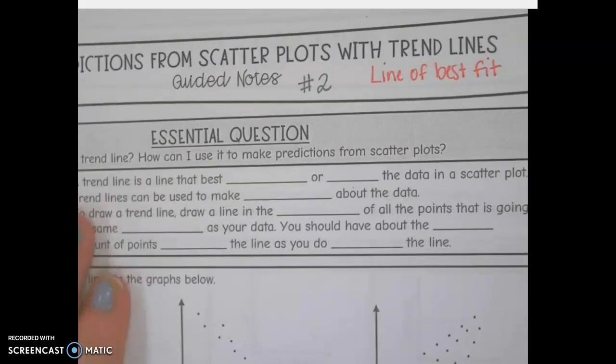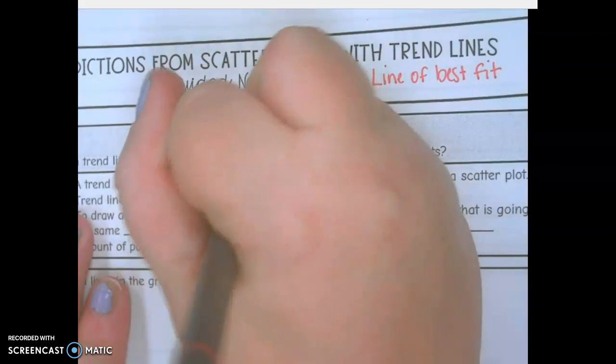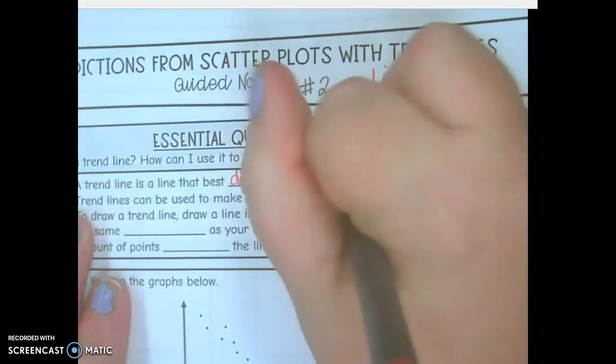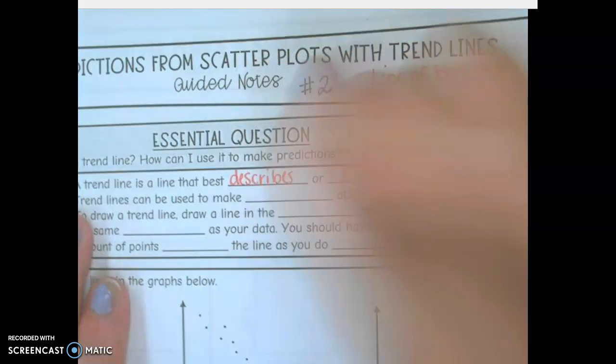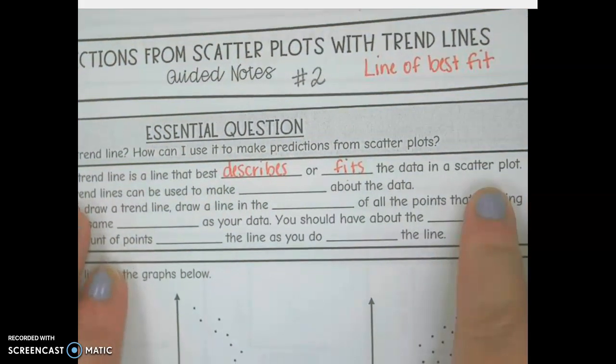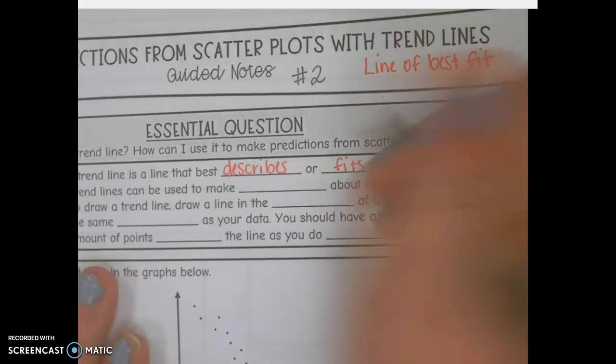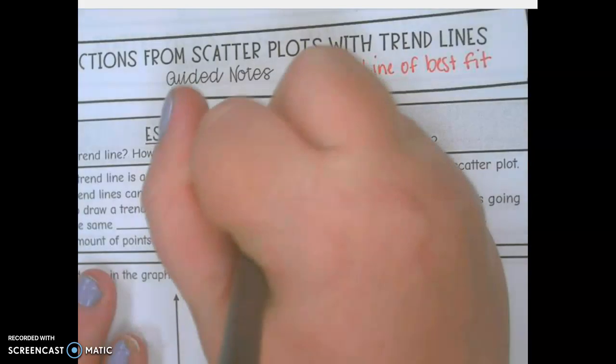So a trend line is a line that best describes or fits the data in a scatter plot. Trend lines can be used to make predictions.